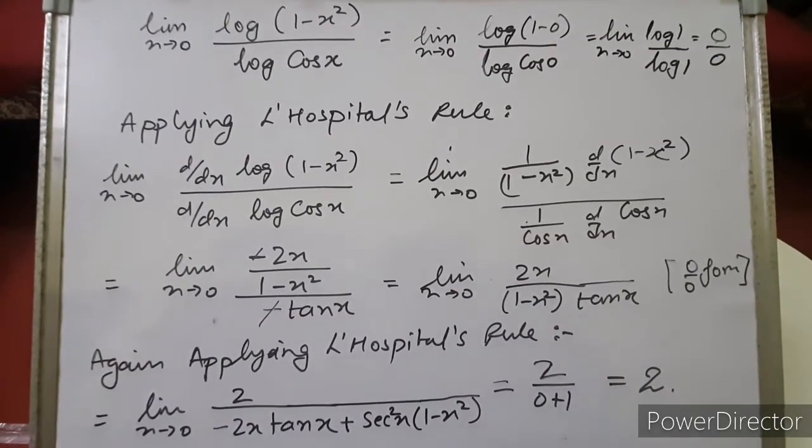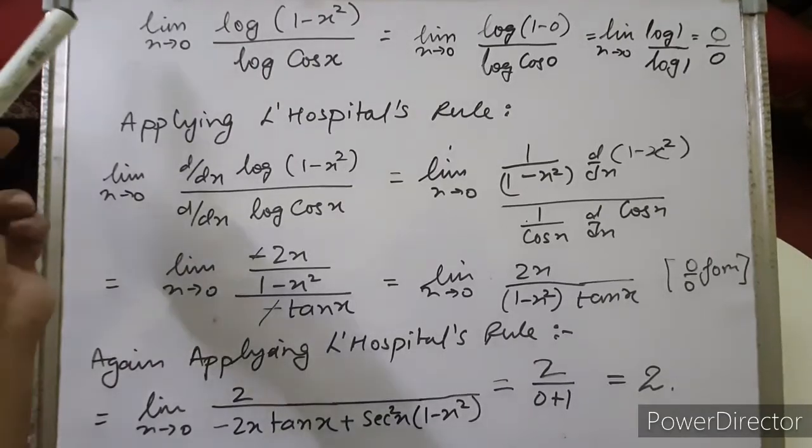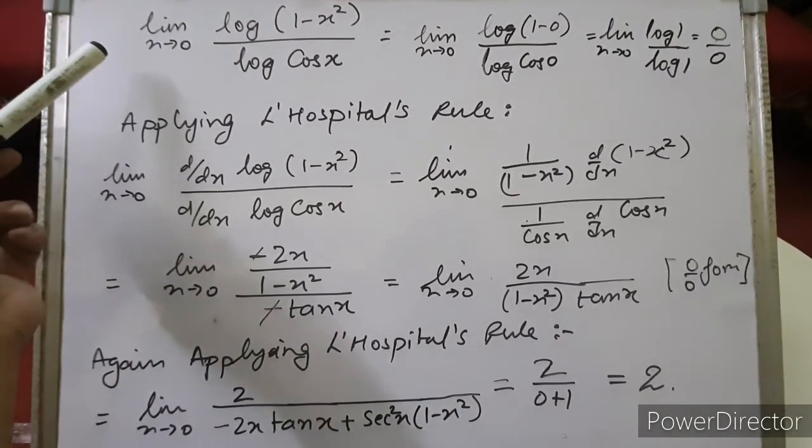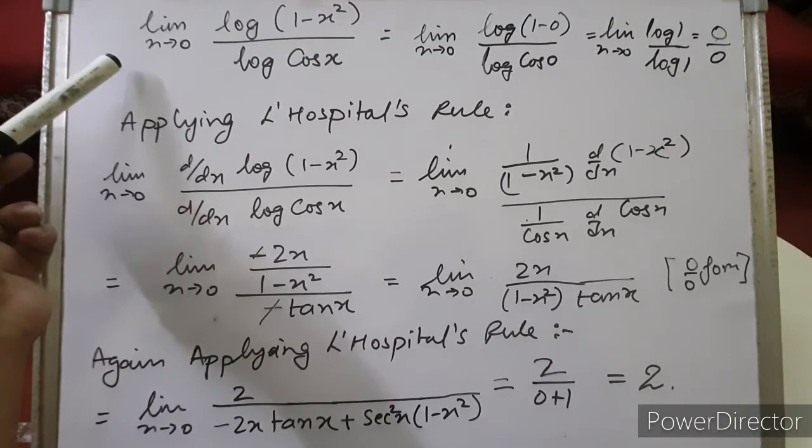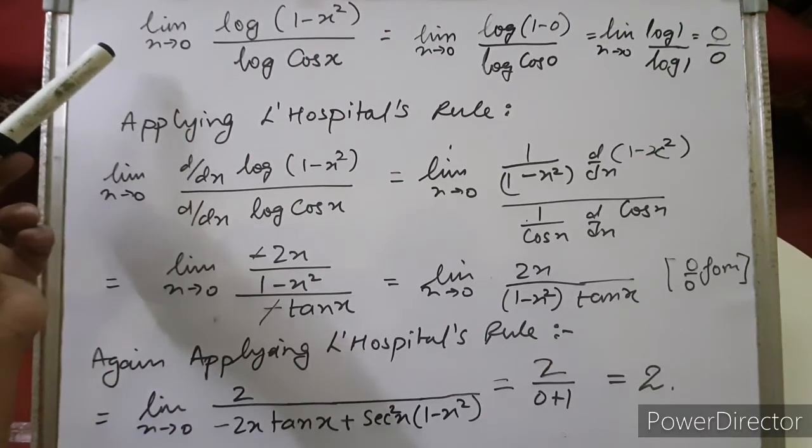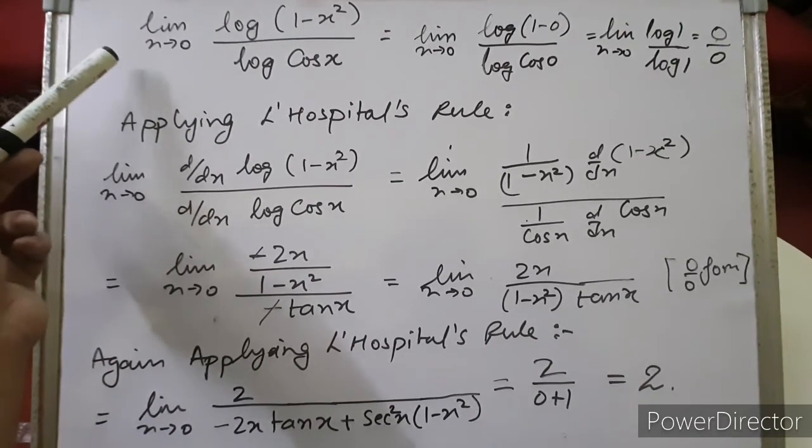Let's discuss another sum, children. Now in this sum, it is given that limit x tends to 0 of log(1 minus x square) upon log cos x. So first, we'll check whether we are getting an indeterminate form or not.